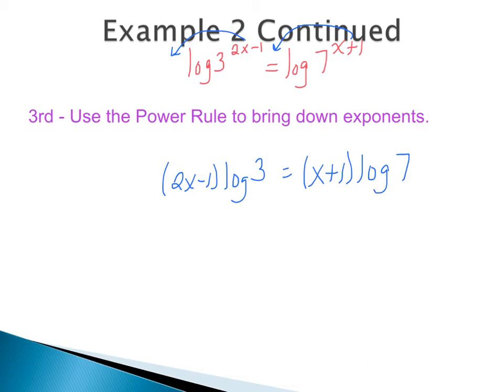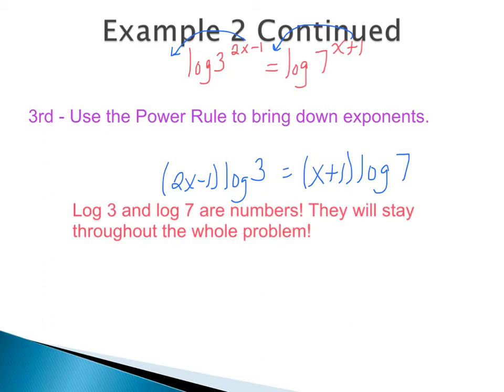At this point, it's important to understand that this notation, the log, is your common log that has an implied base 10. So log 7 and log 3 are actually numbers. You can put them in the calculator. You can see their decimal form. Okay, so the log 3 is going to stay log 3 throughout all the rest of the math that I'm going to do. Same thing, the log 7 is going to stay throughout.